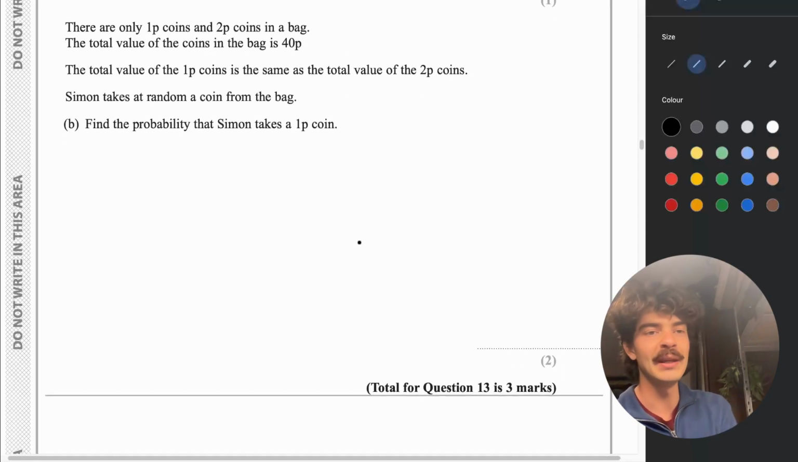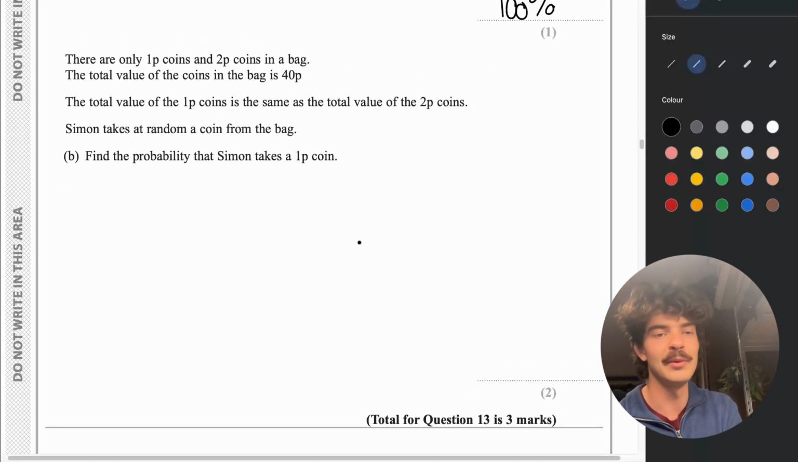Okay, and then on to part B. There are only 1p coins and 2p coins in a bag. The total value of the coins in the bag is 40p, okay? The total value of the 1p coins is the same as the total value of the 2p coins. Okay, this is a really important line here. So the total value is the same.